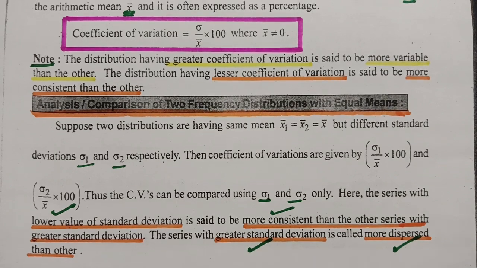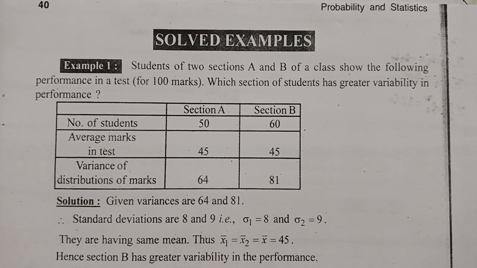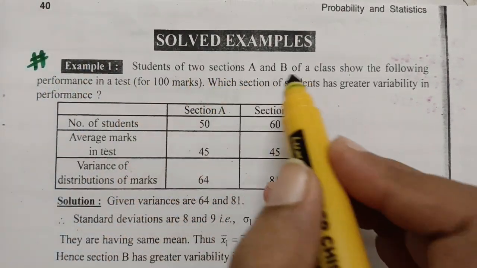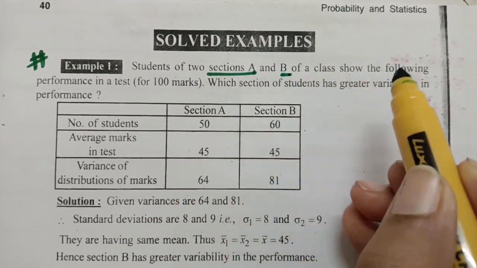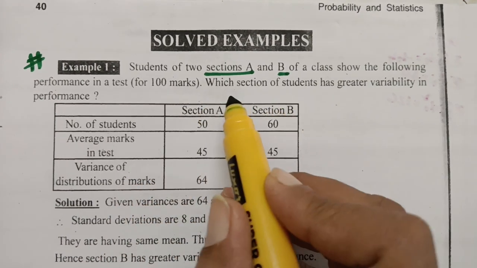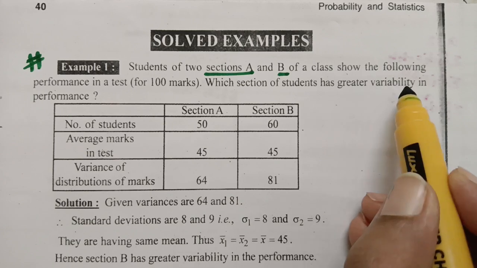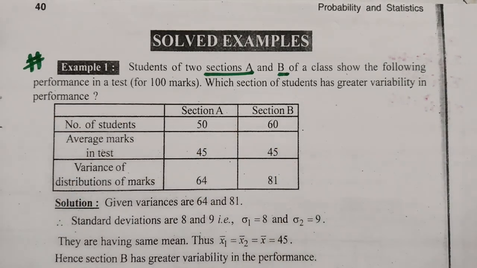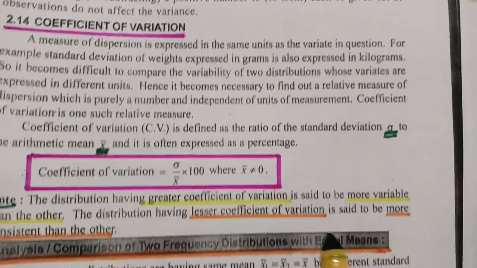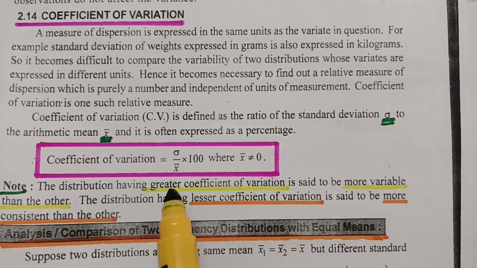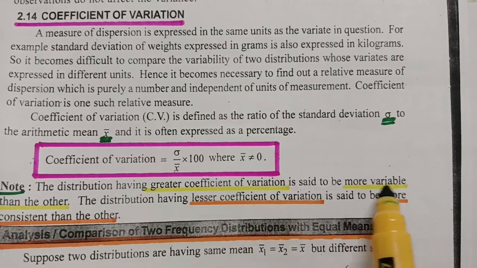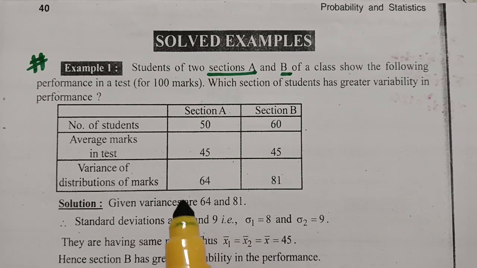Now, let's get started to solve the problems. This is the first problem. The students of two sections, section A and section B, show the following performances in a test for 100 marks. Which section of the students has greater variability in performance? Coming to variability, we should get greater CV. Whichever section gets greater CV, we say that they are more variable, according to our note. So keep it in mind.